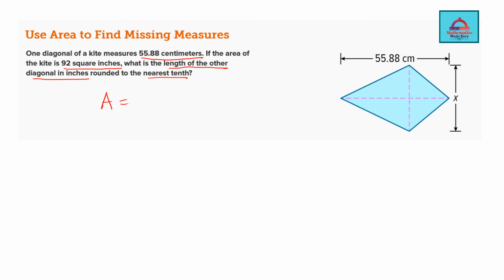Now remember, area is 1 by 2 d1 times d2. One diagonal is already given. Let the other be x. So x is what we need to find. This is a different kind of question because area is already given to you. Area is 92 square inches. So you need to convert your units from centimeters to inches before you solve this question. So let's see what the steps to solve are in the next slide.